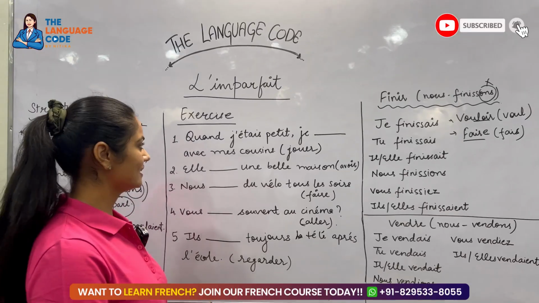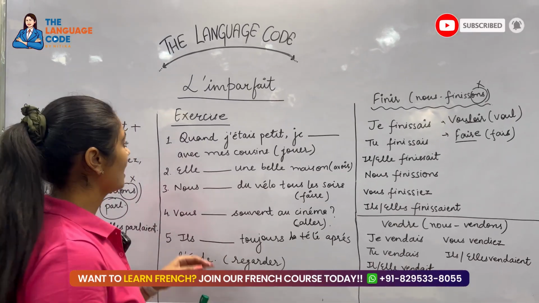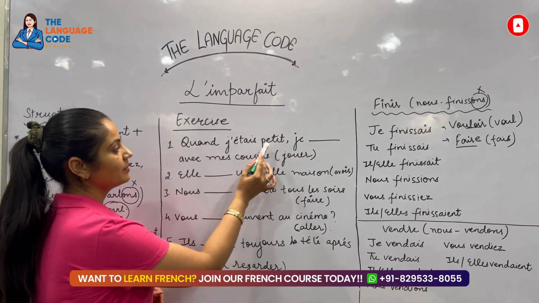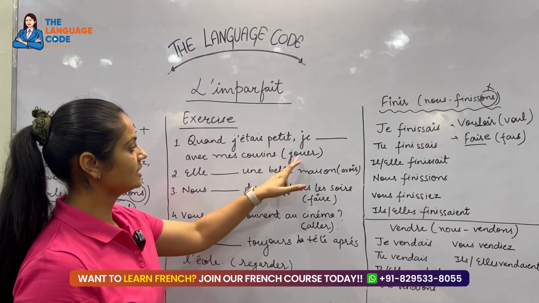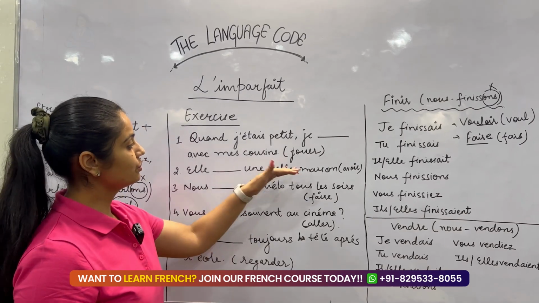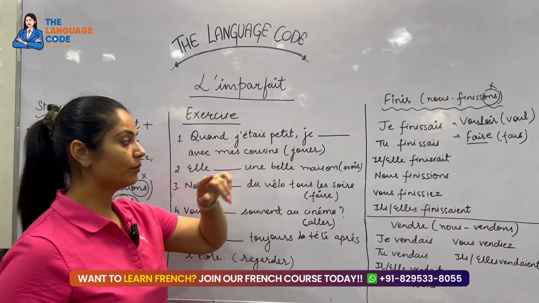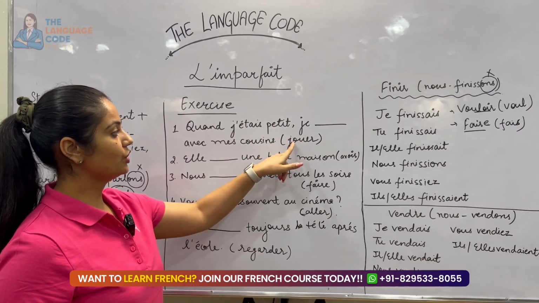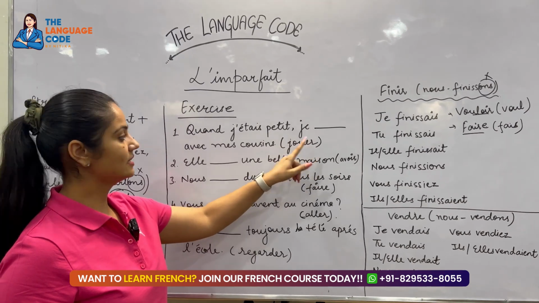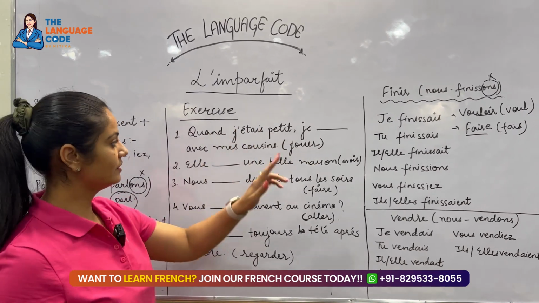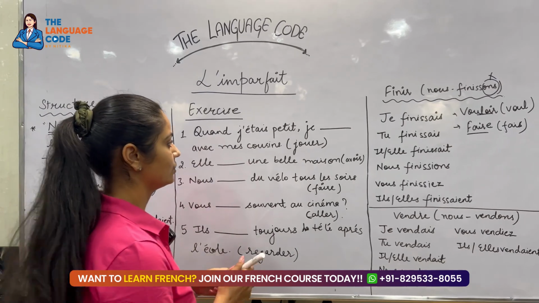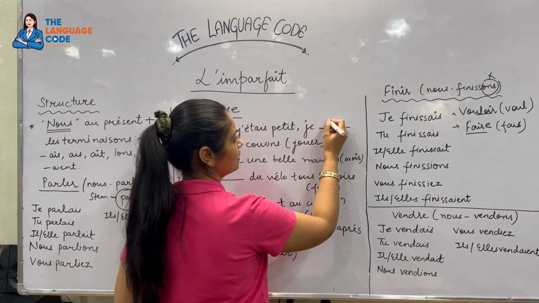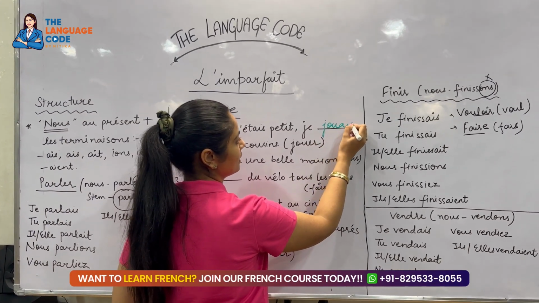Now let's do an exercise to understand the concept better. Okay, now let's practice through an exercise. First is, quand j'étais petit, je dash avec mes cousins. The hint is jouer. So jouer, nous jouons. That means jouons. We'll remove the ONS and with je, what do we add? AIS. So what I'm going to do is, je jouais.